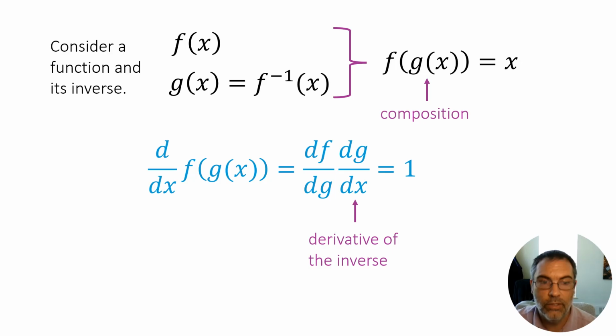So knowing that and knowing the chain rule, we can take the derivative of this composition. And how does that work? Well, we have from the chain rule df dg and then multiplied by dg dx. And dg dx would be the derivative of the inverse. And because f of g of x is just equal to x, we know what this derivative has to be. It has to be equal to 1 because the derivative of x is 1. And so to solve for the derivative of the inverse, we do 1 divided by the derivative of the original function.